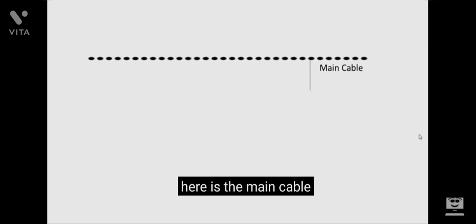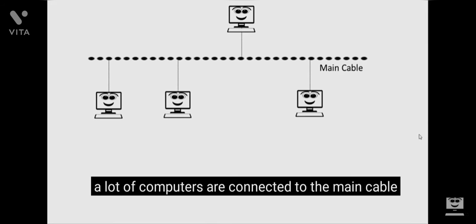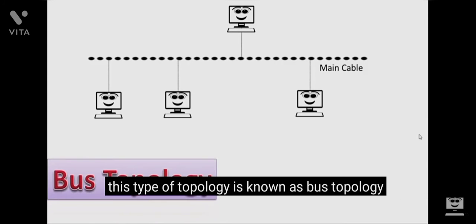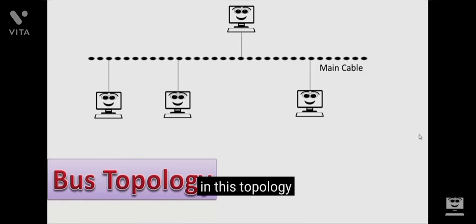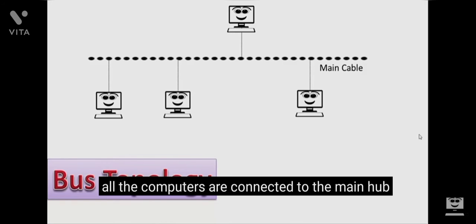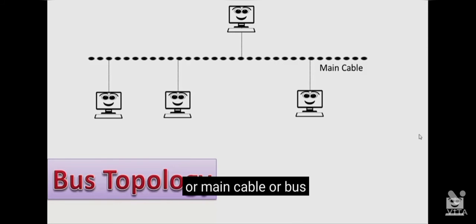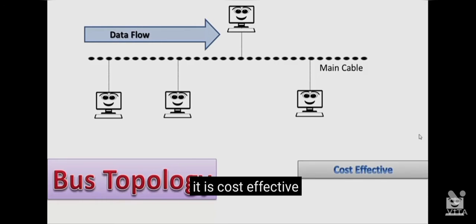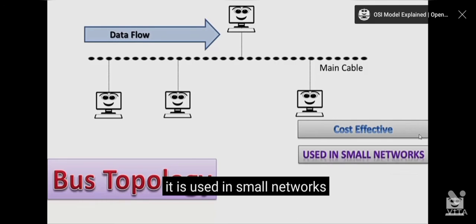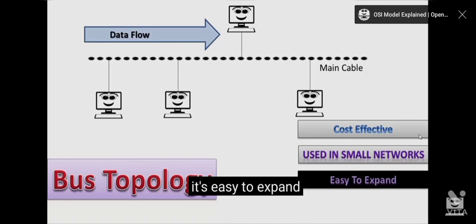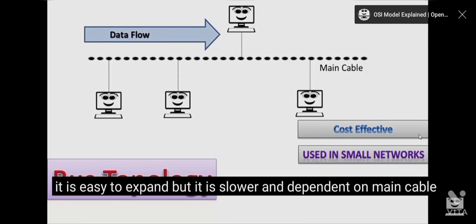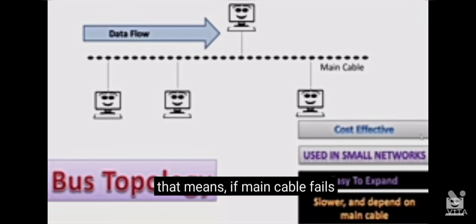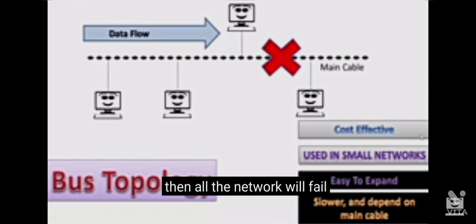Here is a main cable and a lot of computers are connected to the main cable. This type of topology is known as bus topology. In this topology, all the computers are connected to the main hub or main cable or bus. Data flows in a single direction. It is cost effective. It's used in small networks like in your home. It's easy to expand, but it is slower and dependent on the main cable. That means if the main cable fails, then all the other network will fail.